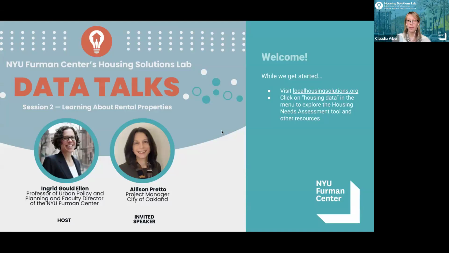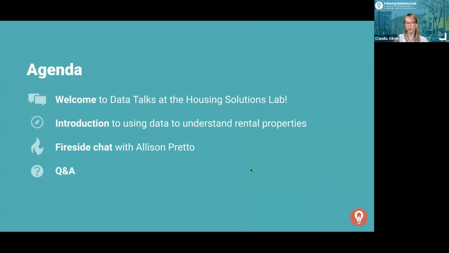I'll start things off with a very brief introduction to the Housing Solutions Lab and to this series. Ingrid will then lead us in a short presentation about local data sources and rental registries that can help us understand property ownership, conditions, and costs. Then we'll have a conversation with Allison about Oakland's registry, what sorts of information it will contain, and how the city hopes to put that information to use. And finally, we will have about 15 minutes for your questions. So please feel free to submit those via the Q&A chat function at any time during the session, and we will get to as many of those as we can.